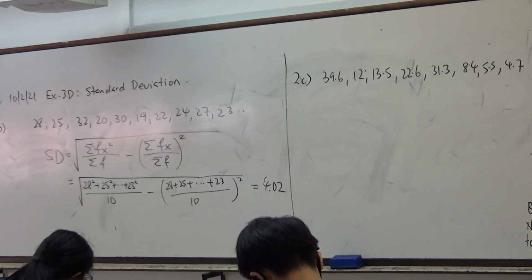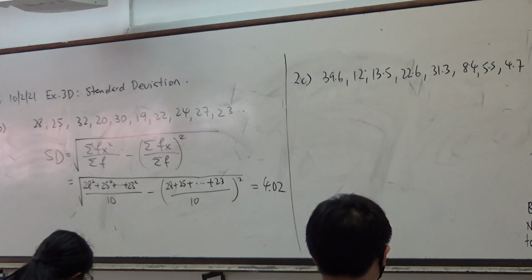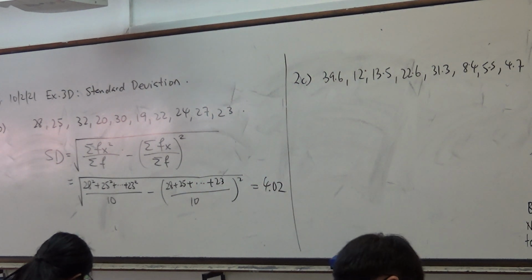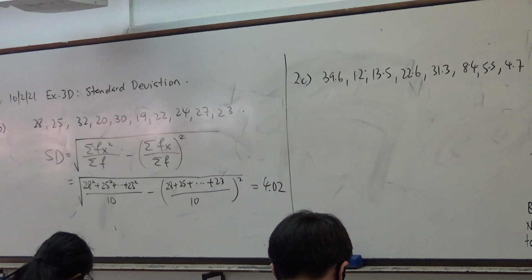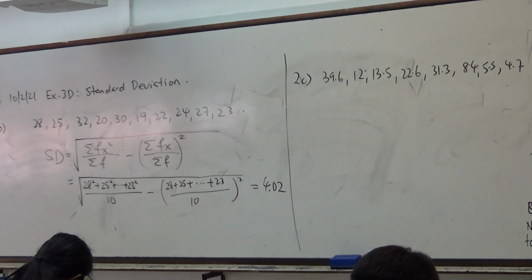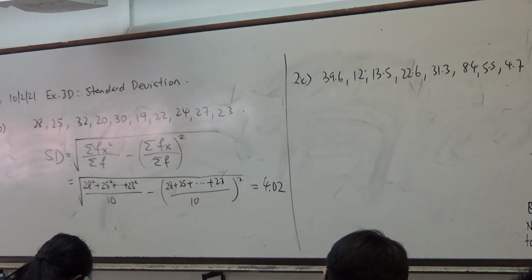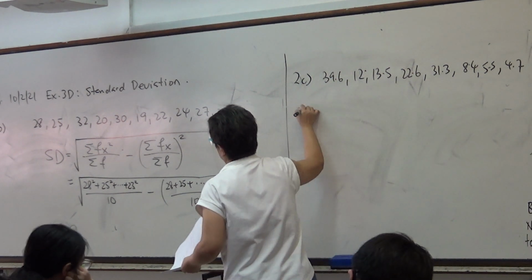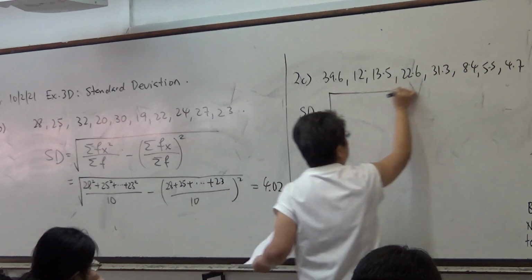Okay. Question 1 says calculate the standard deviation of each set of data. Show your working clearly. Question 2 also says use your calculator to find the SD, the standard deviation of each set of data. Okay, I'm going to find the standard deviation of this. I always write this down.